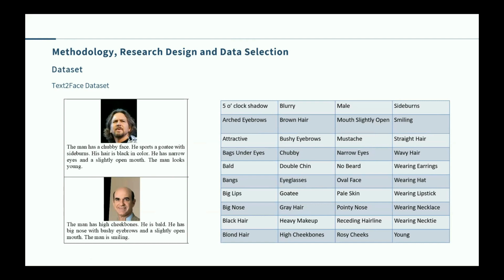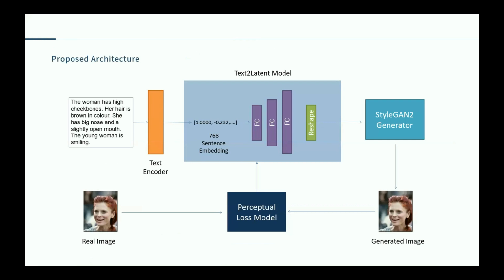Right, so now let's look at the architecture of our proposed model. You can see there are several models: the text encoder, the text to latent model, the StyleGAN generator, and the perceptual loss model. On a high level, what we are trying to do here is take the sentence or the description, map it to a vector representation, and learn how to represent this in the latent space using the text to latent model. We input that to the StyleGAN2 generator to generate an image. And the text to latent model is trained based on the perceptual loss calculated using the real image corresponding to the input description and the generated image.